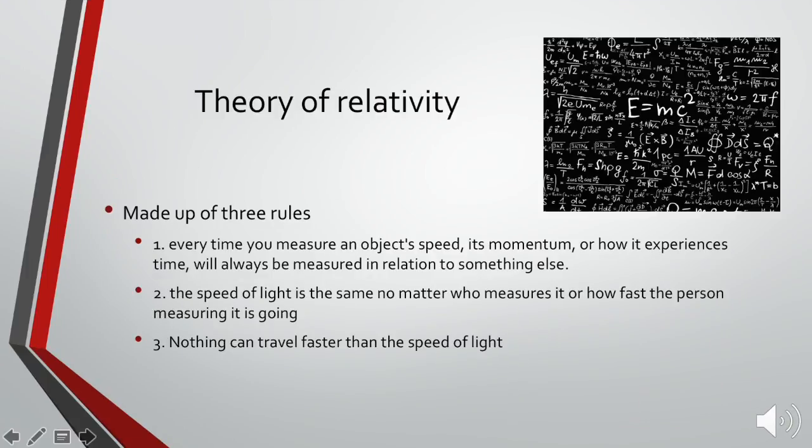Theory of relativity. It's made up of 3 rules. First, every time you measure an object's speed, its momentum, or how it experiences time, it will always be measured in relation to something else. Second, the speed of light is the same no matter who measures it or how fast the person measuring it is going. Third, nothing can travel faster than the speed of light.